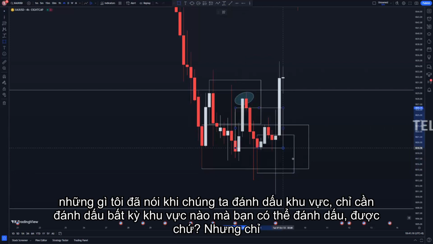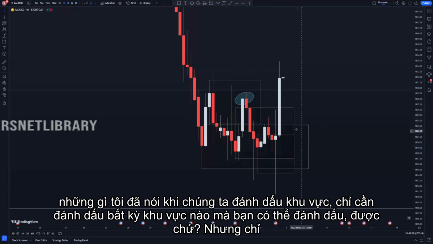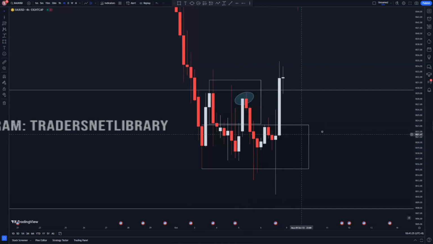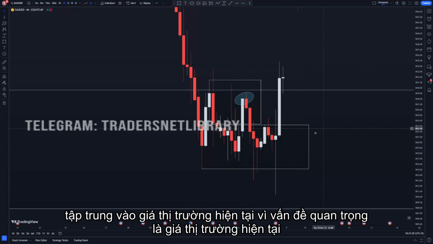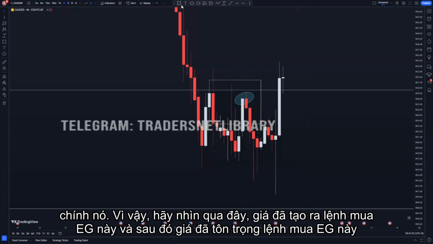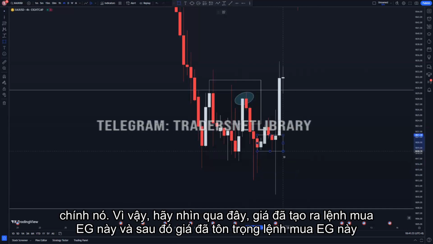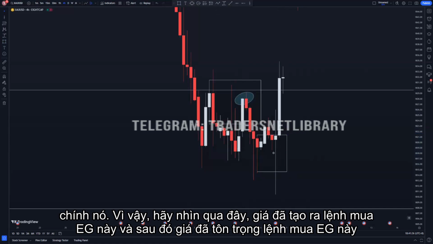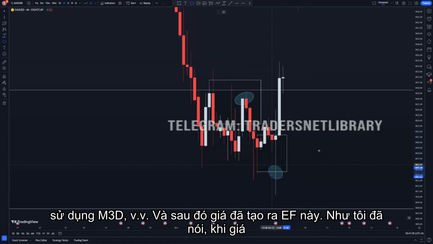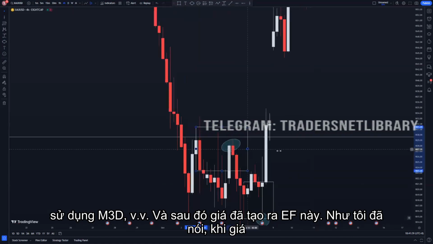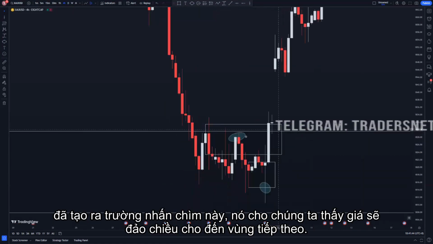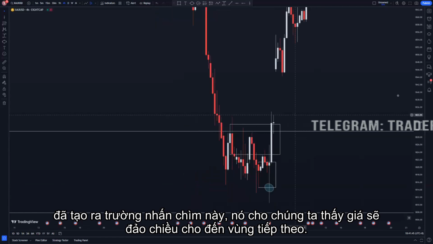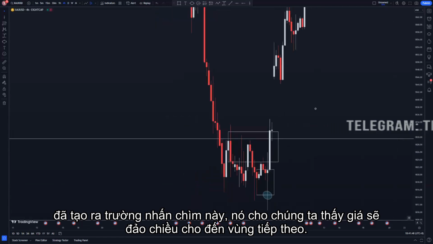Okay, back to what I said, when we are marking the zones, just mark any zones that you can mark. But just focus on the current market price, because what matters is the current market price itself. So look over here. The price created this EG buy, and then the price respected this EG buy using the M30 and so on. And then the price created this EF. So like I said, when the price created this engulfing fail, it shows us the price is going to reverse until our next zone.